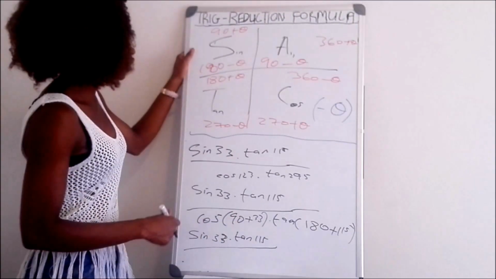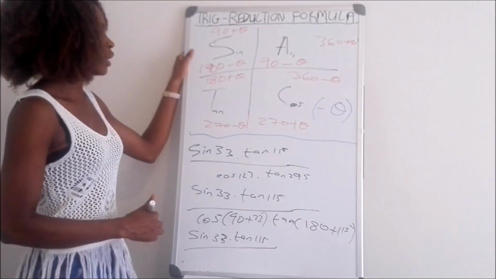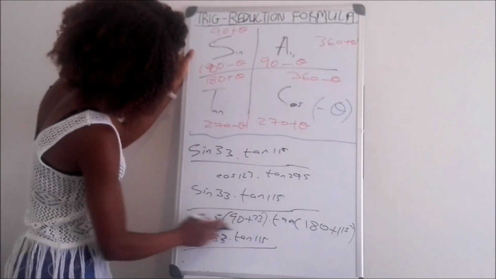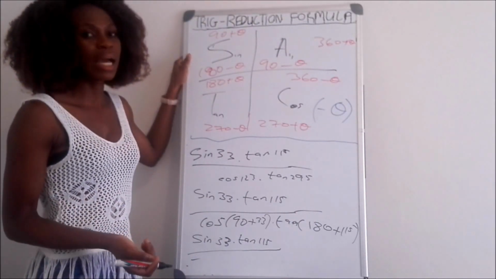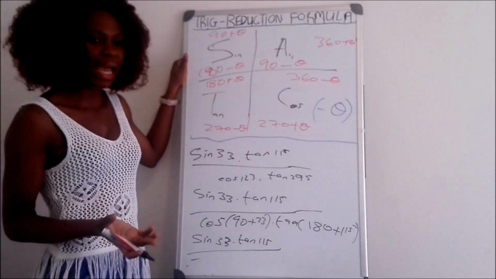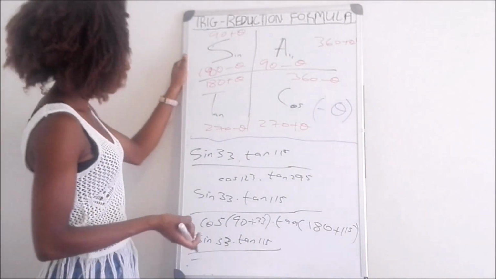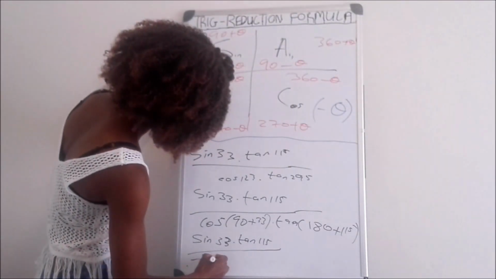It's in the second quadrant, of which only sine in this quadrant is positive. Then that means that we will have negative cos theta, but it won't be negative cos theta because 90 plus an angle is a co-function. That means that our answer will be negative sine 33.